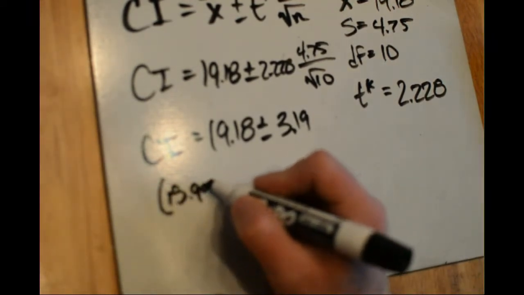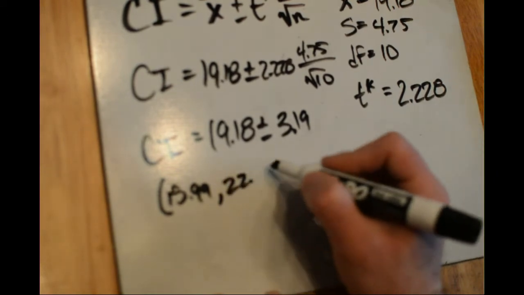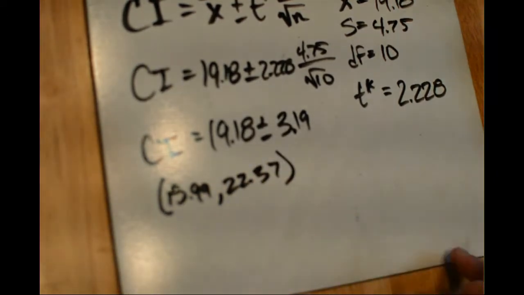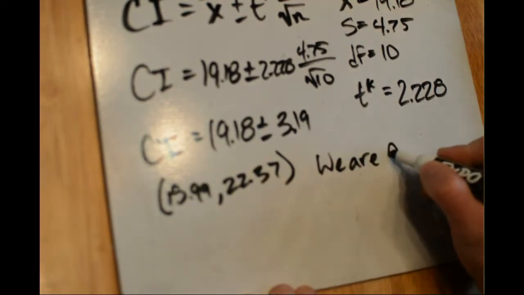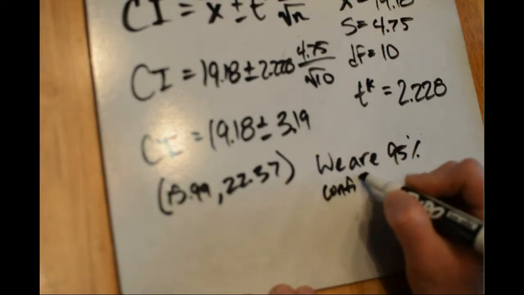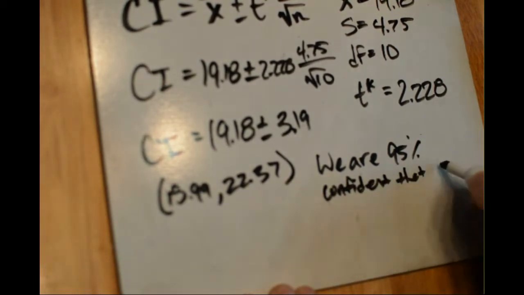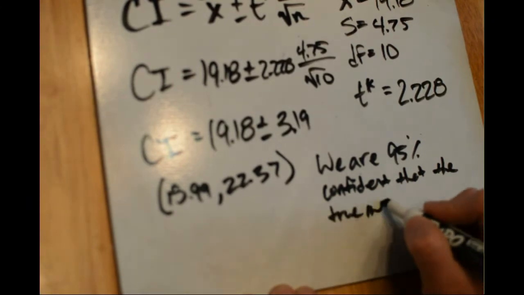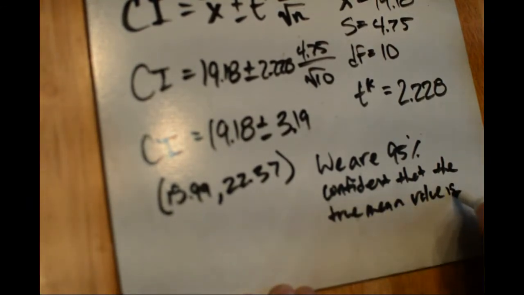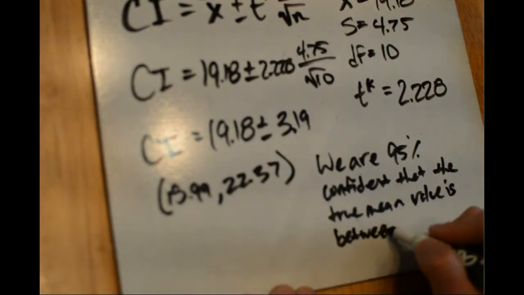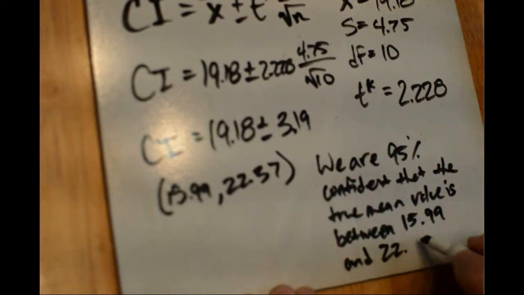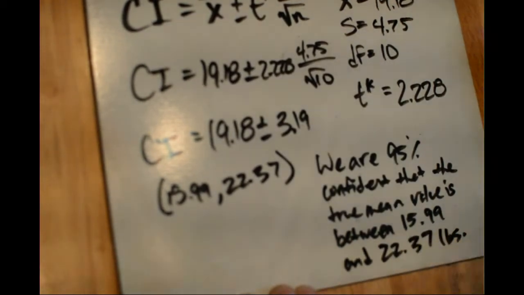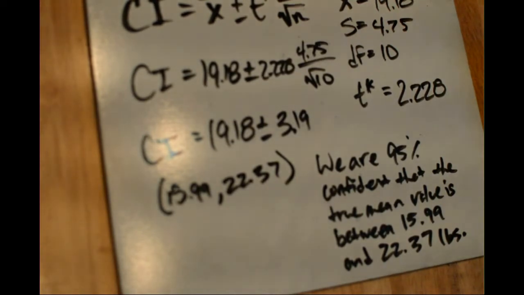15.99 to 22.37 pounds. Last step is to interpret that in context, so we are 95% confident. We are 95% confident that the true mean value is between 15.99 and 22.37 pounds.